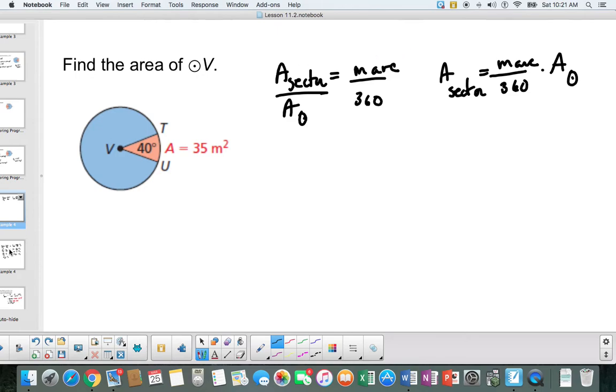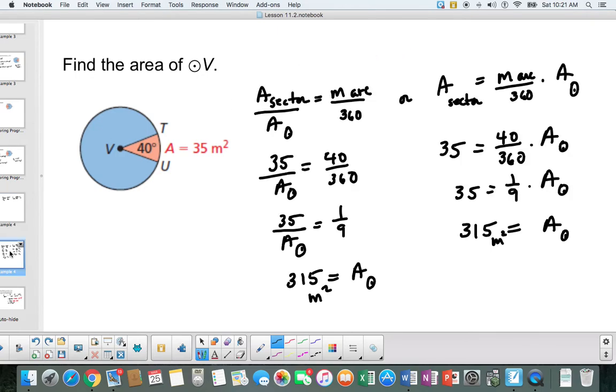All right, and so on the next slide, you'll see my work. And you can work it both ways. 35 over the area of the circle. This is what we're looking for. We're looking for the area of the circle. And I went ahead and I reduced. And then I cross multiplied. And I got my answer. So that's one way you can do it.